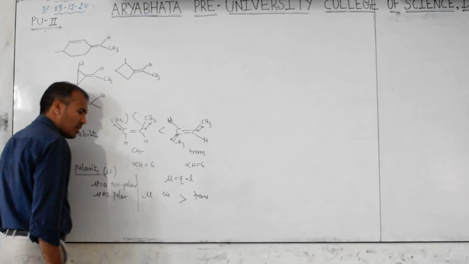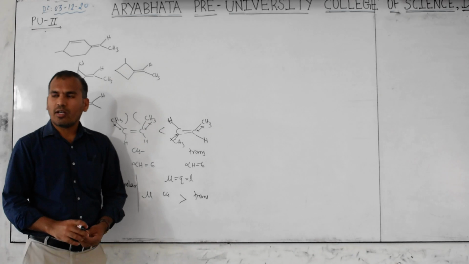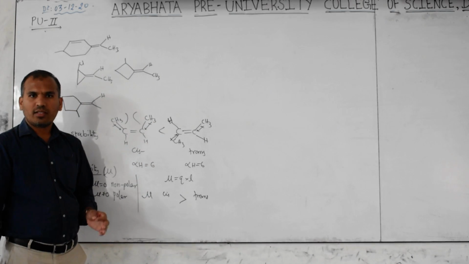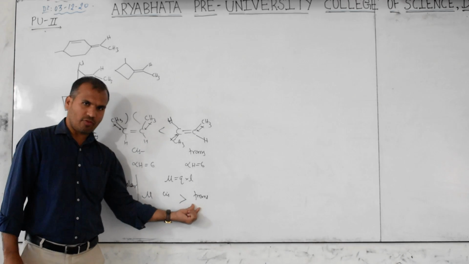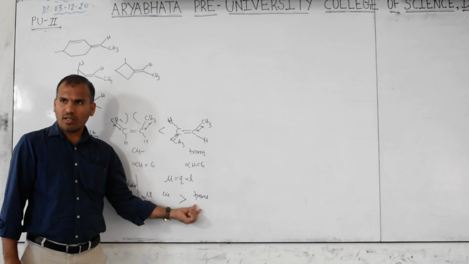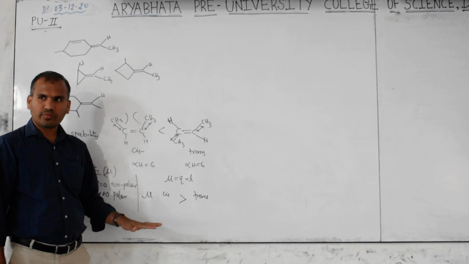Then you may ask the question: is it always so? It is conditional. It depends upon the groups. See, the cis form has more dipole moment than the trans form. Got the concept? But is it always true?